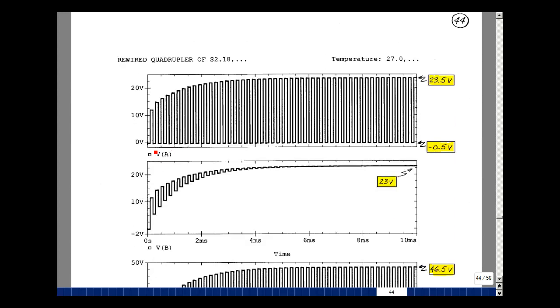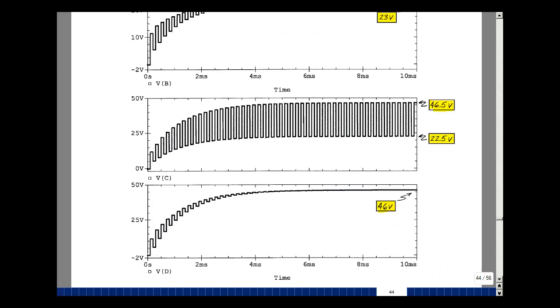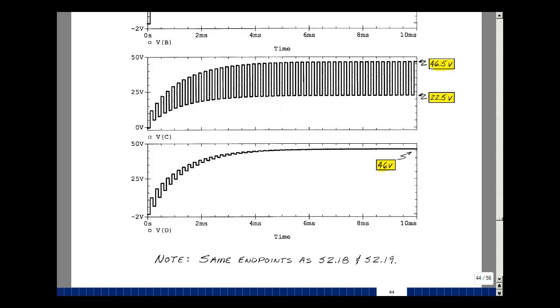I first plotted V sub A, which is the node voltage of the first clamp, and you can see it's tending towards 23.5 and minus a half a volt. Then I did node voltage B, which is the first peak detector circuit, and it's tending towards 23 volts. And I plotted V sub C, the second clamp, tending towards 46.5 and 22.5. Lastly, plotting node voltage D, the second peak detector, it's tending towards 46 volts. So these are the same endpoints we had in supplemental problems 218 and 219. The cycles and the values as we go to these final values may be a little bit different, but the endpoints are the same. So it does the same function.